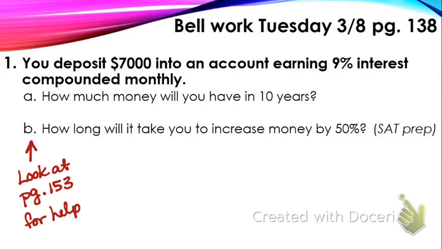A equals P, and then inside parentheses 1 plus R over N. Close your parentheses to the power of N multiplied by T. We're going to use that formula for both parts A and B.